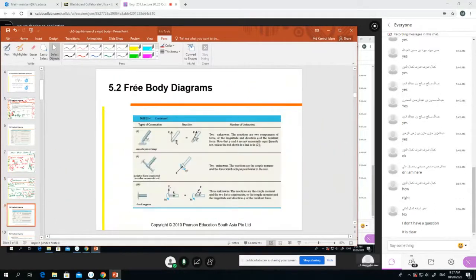Now, okay, so there are many types of reaction, right? These all are the combination of what I have told you. You see, the things I have shown you are here, right? Like fixed, three unknowns. It is written. Go to the book and see the table and three unknowns. In a support, two unknowns, right? Then the fixed connected smooth, two unknowns, right?